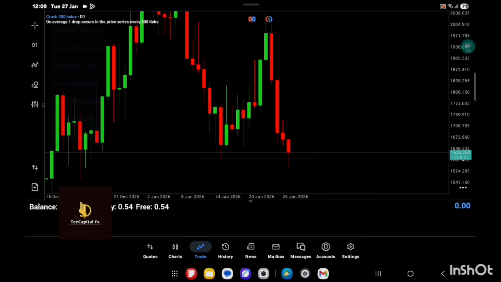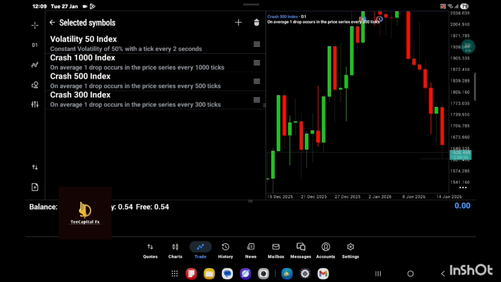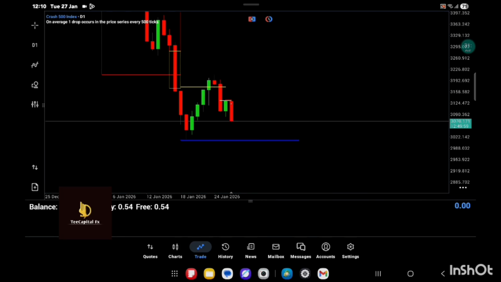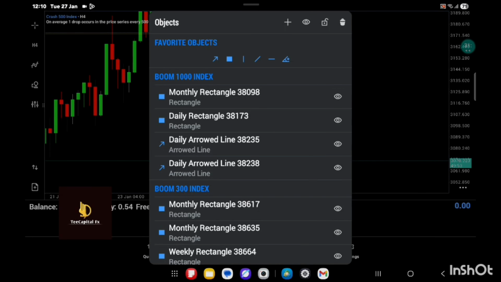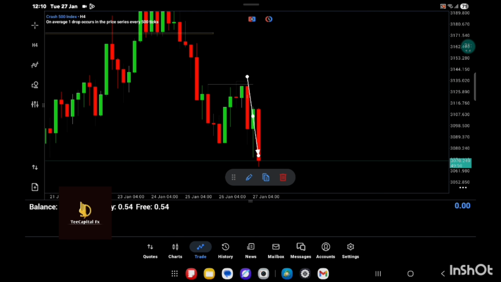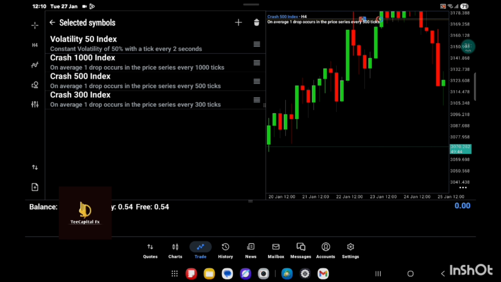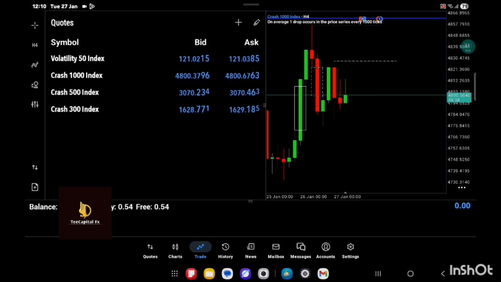So what is happening? Let's delete all the Boom and delete Crash. The only trading opportunity we're having right now is on Crash 1000. What are we waiting for? There is also an opportunity on Crash 500, remember, so let's take it off as well. So it's Crash 1000. That's our main focus for the day.